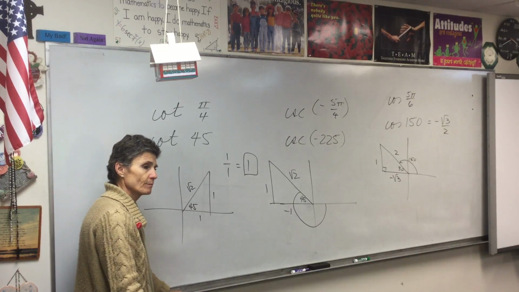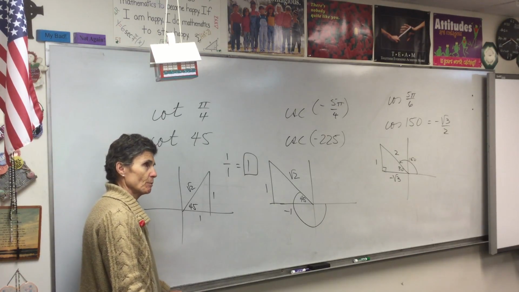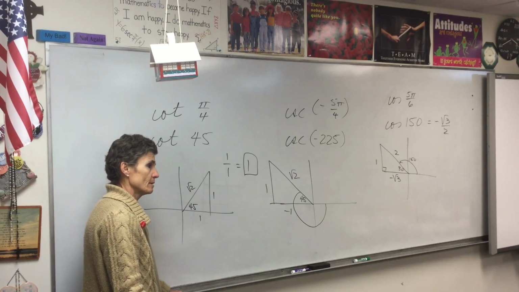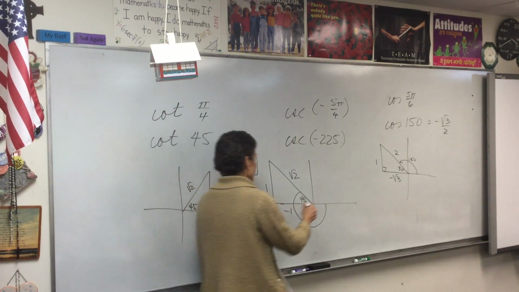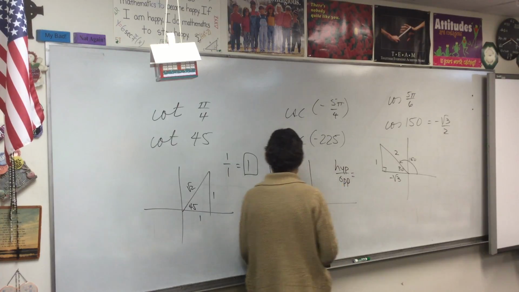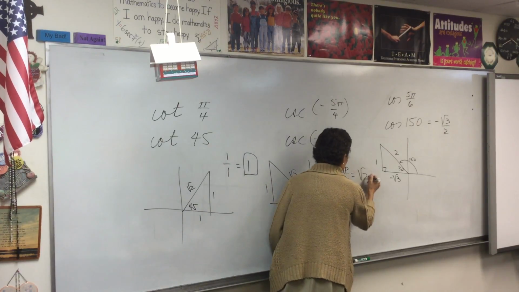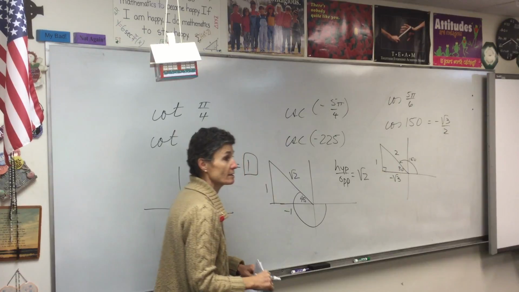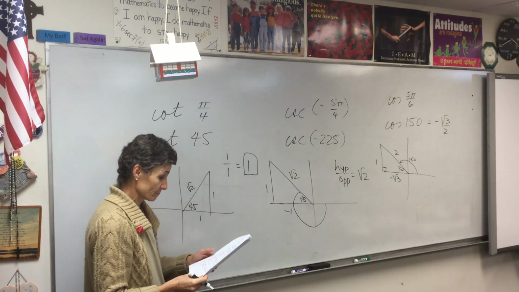Cosecant. Reciprocal of sine. Hypotenuse over opposite. Hypotenuse over opposite would be root 2 over 1, or just root 2.